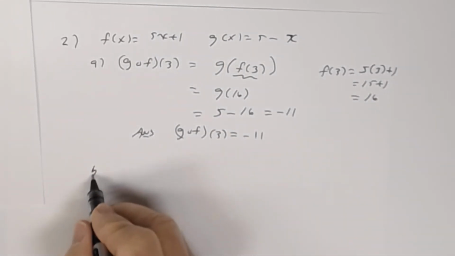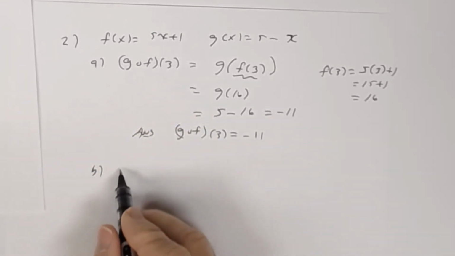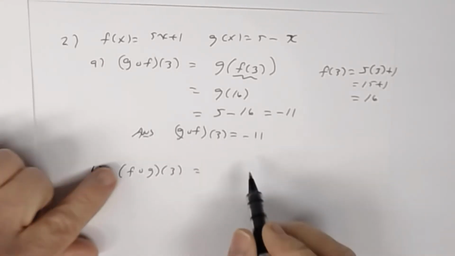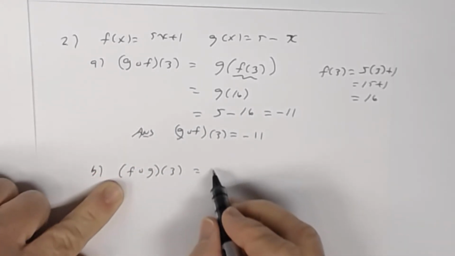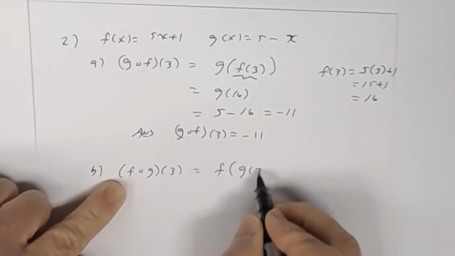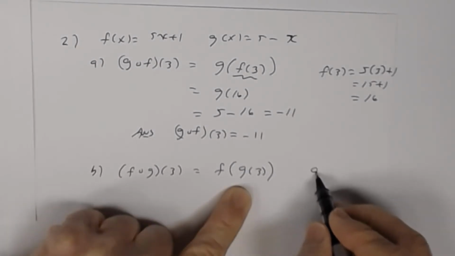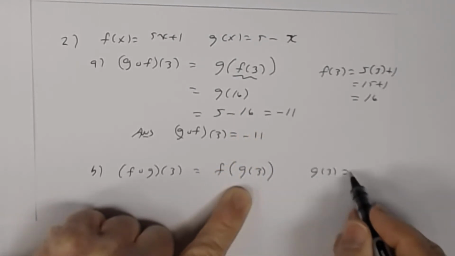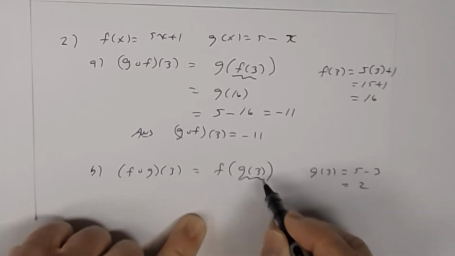All right, letter B. Now notice the difference between A and B is that in A, I had g composed with f at 3, and in letter B, I have f composed with g at 3. So again, by definition, cover this up, so you know that's going to be your inside function. And so you get f of g of 3. So now I have to figure out what g of 3 is. So g of 3, I go to my function g, and I substitute 3. So I get 5 minus 3, which is 2. So g of 3 is 2.